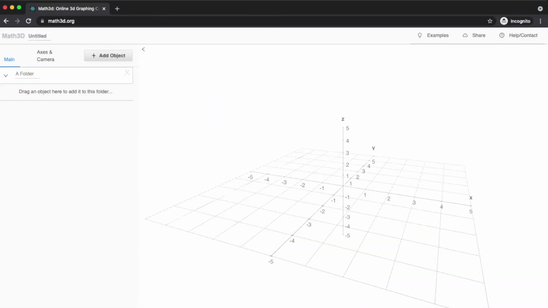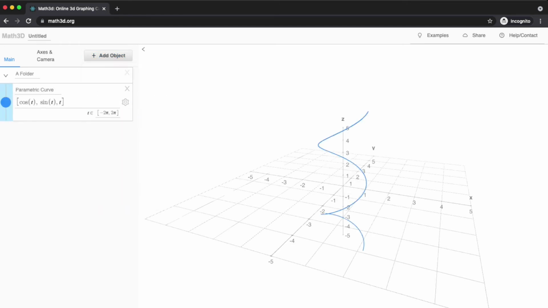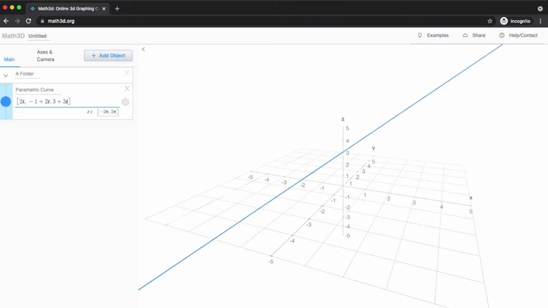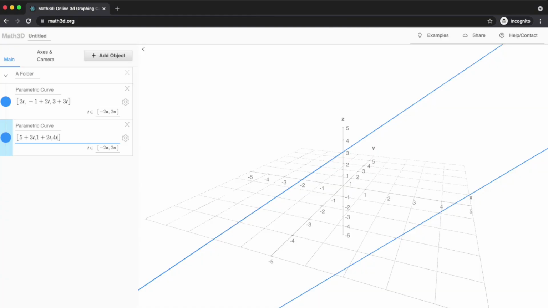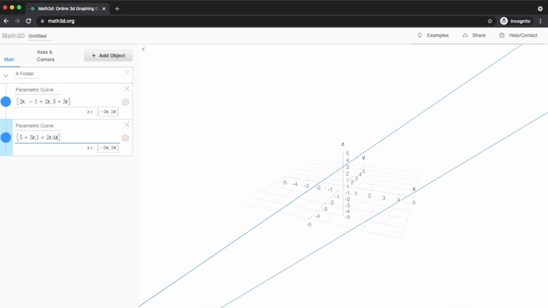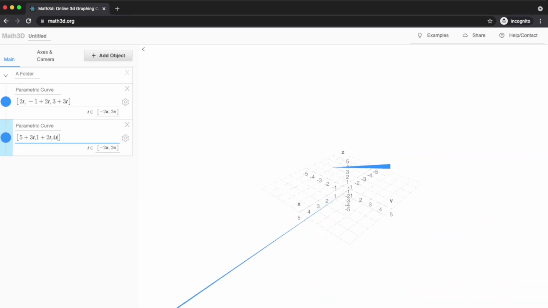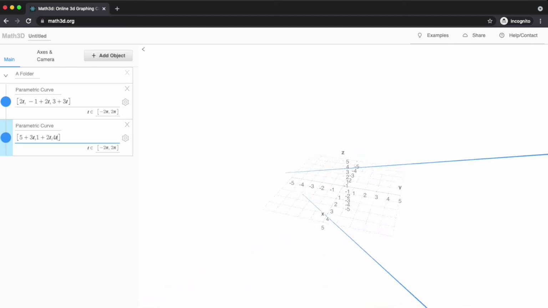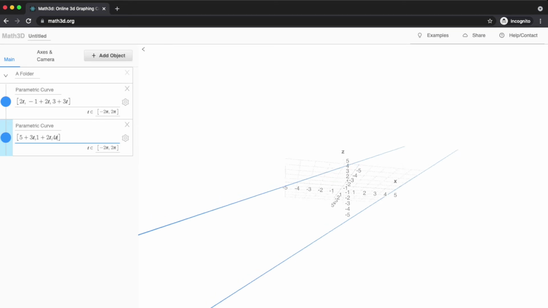So we'll go ahead and we'll add a parametrized curve, and we'll just write out the curves that are given. And then the next line, so zoom out a little bit. So there's the lines. So we can see they're not parallel, they don't point in the same direction. They also don't look like they're intersecting. If they do intersect, it's going to be quite far away.